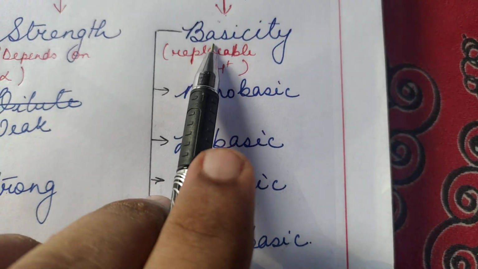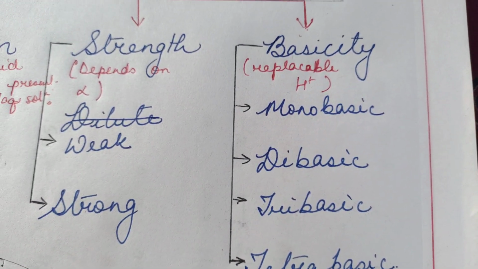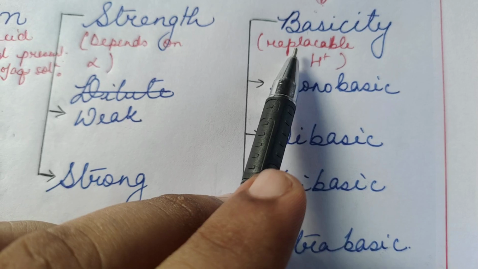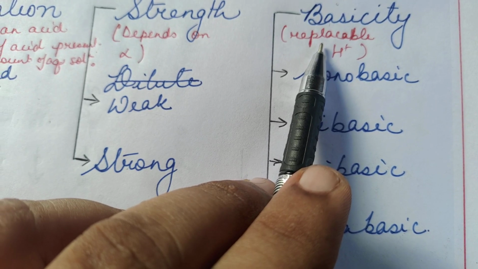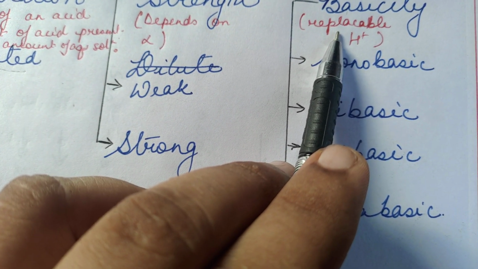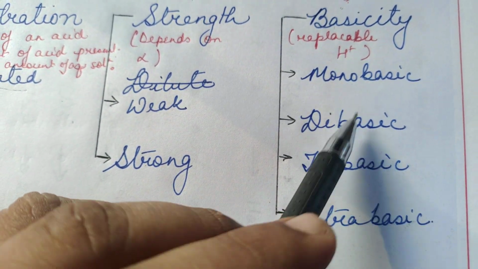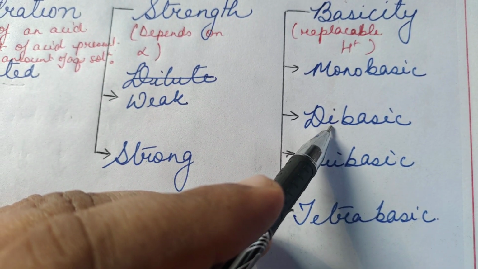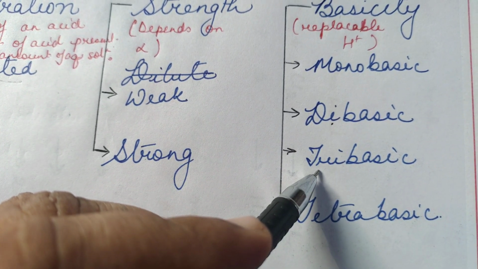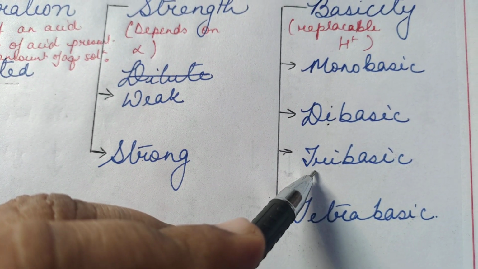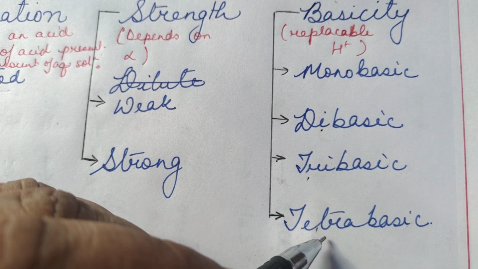Now let's talk about the basicity of an acid. Basicity of an acid refers to the number of replaceable hydrogen ions present in an acid. Like for example, acids like HCl contain only one replaceable hydrogen atom, therefore they are categorized as monobasic acid. Dibasic acid will have two replaceable hydrogen atoms, for example sulfuric acid. Tribasic is phosphoric acid, which contains three replaceable hydrogen atoms. And tetrabasic acids are those acids which have four replaceable hydrogen atoms.